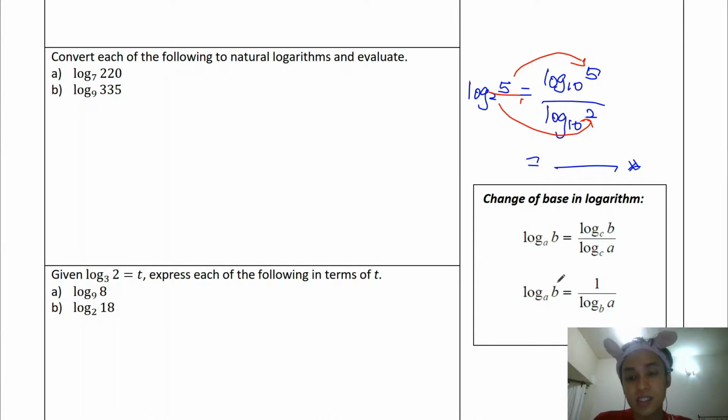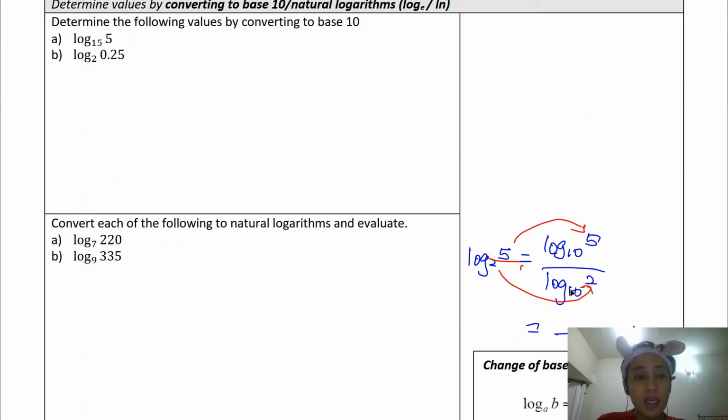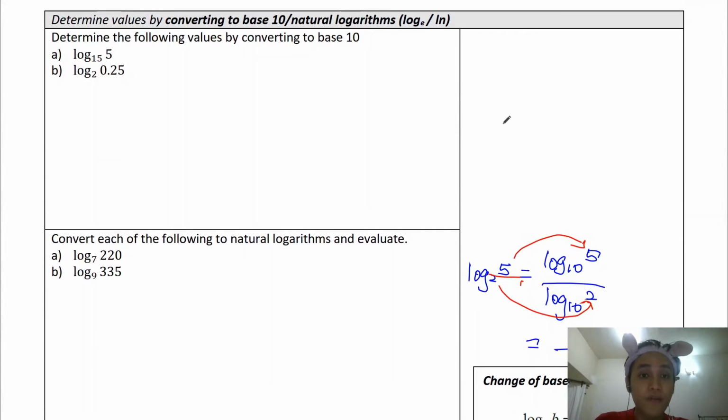Basically you divide this: 1 divided by log b a is equivalent to this. This is how you change the numbers here. There are certain questions where you might need to apply this. I think there's one or two questions at the bottom where you are going to apply this. So that is the conversion of base.